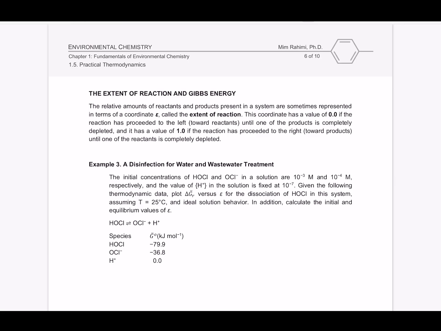So the extent of reaction, simply speaking, if we have A in equilibrium with B, if all of A is converted to B, so there's no A, it's all B, then we call that the extent of reaction of 1. So the extent of reaction is completed. So we are at the extent of 1.